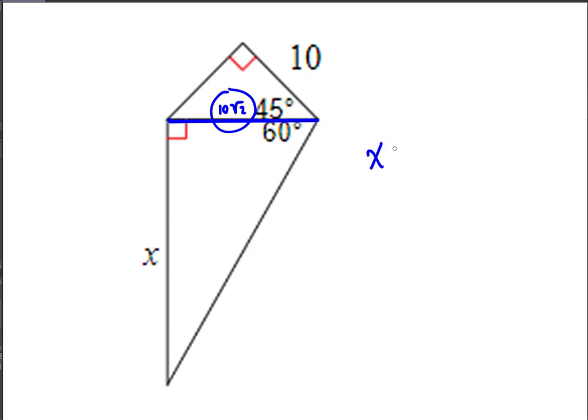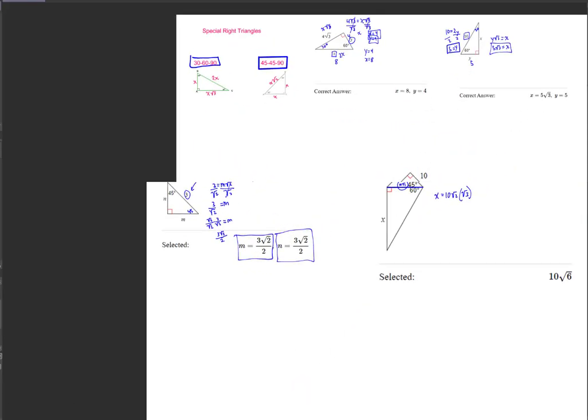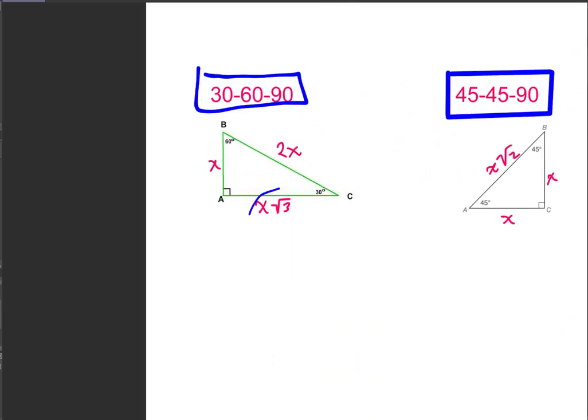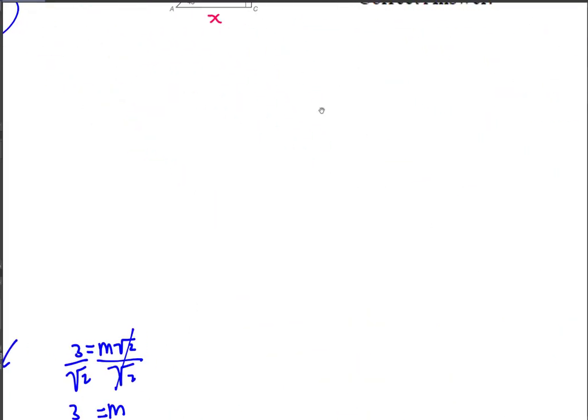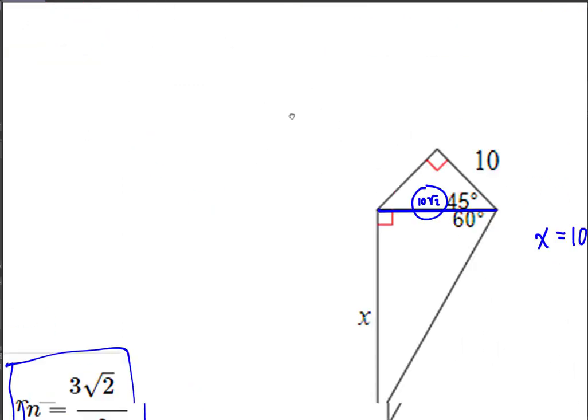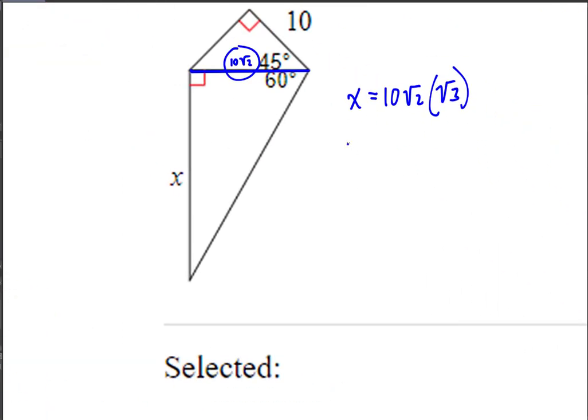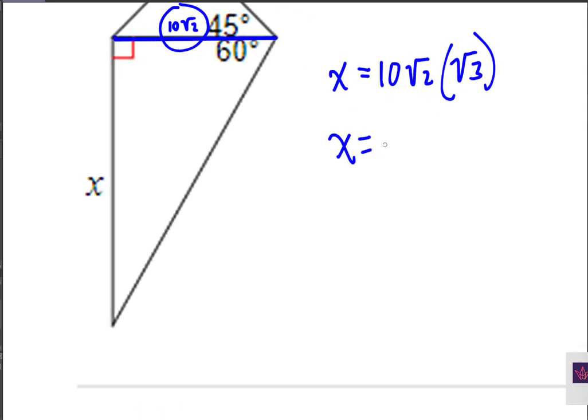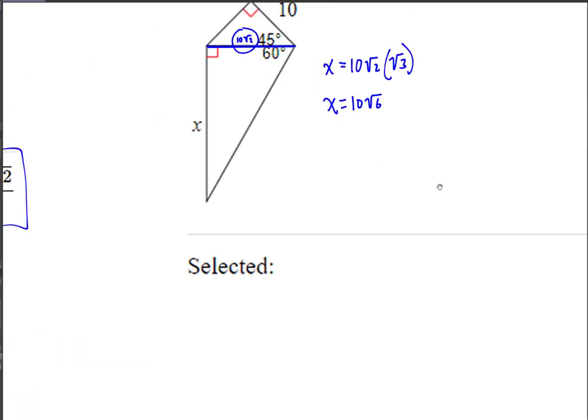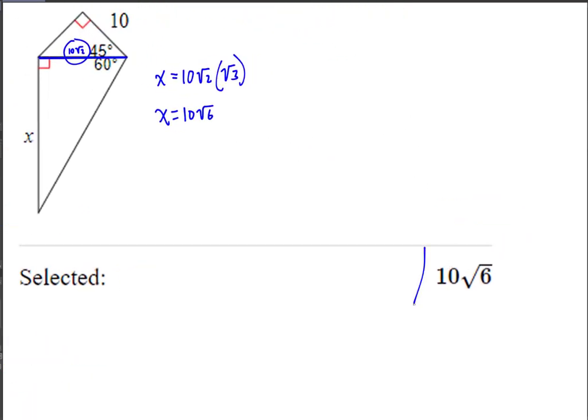So X then is going to be equal to 10 square roots of 2 times the square root of 3, right? Because that's what it says, right here. So in that case, I have X is equal to 10 times the square root of 6, right? And really, I can't simplify that anymore. So 10 square roots of 6 should be the answer. And we're right. Woo-hoo! Feels good.